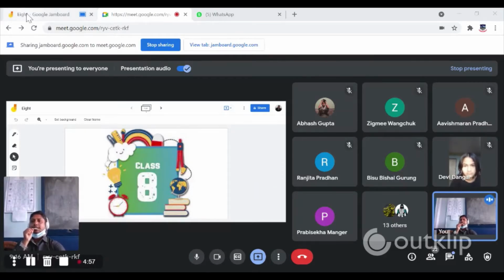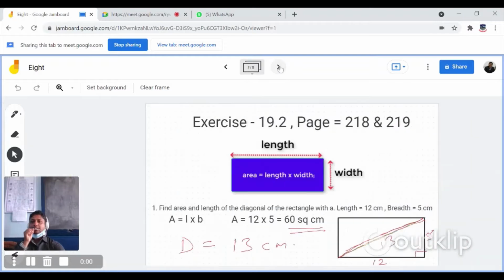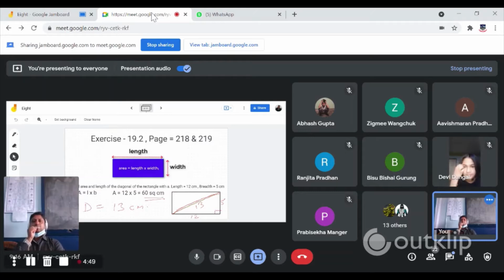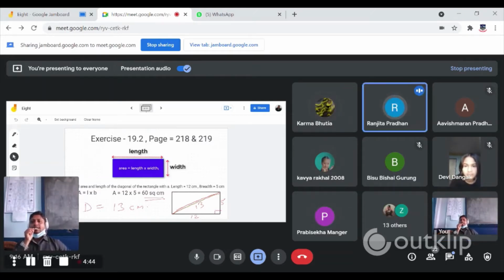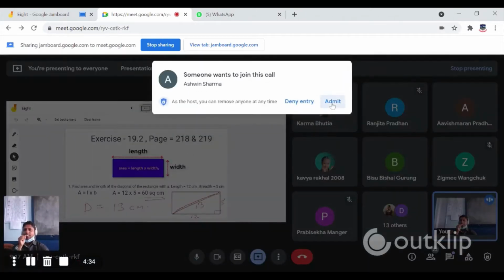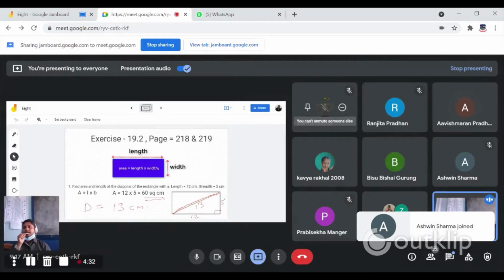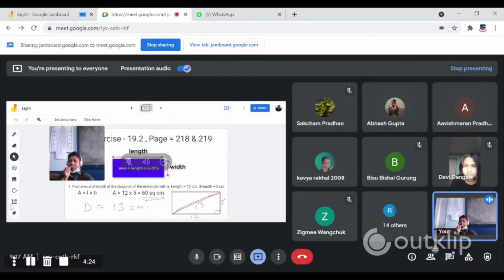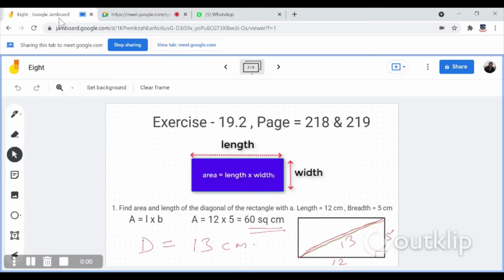Okay, now you see, this is your class of today. What is given out here? Can you tell me what is given out here on the screen? Please speak. Now, exercise 19.2, page 218 and 219. What is given out here is a rectangle. Can you see a blue color rectangle is given?